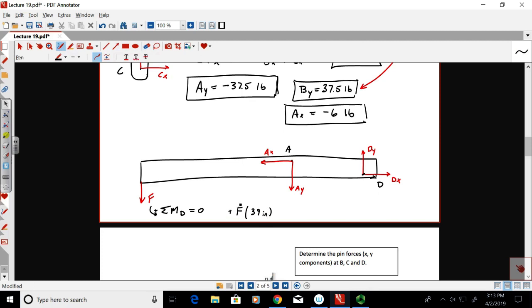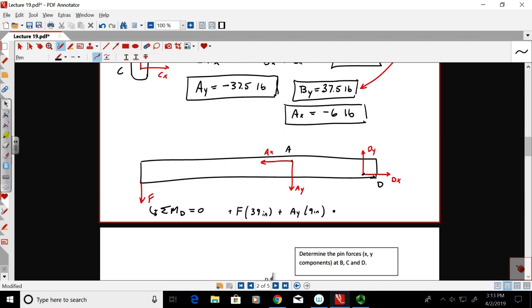Positive. Okay. Now, AY. Take a look at AY. It looks to me like AY is also a positive moment about D. So here's how I'd write it. I write plus AY times its perpendicular distance. What's the distance across from A across to D? Well, that's just the 9 inches, right? Yeah. AY times 9 inches.